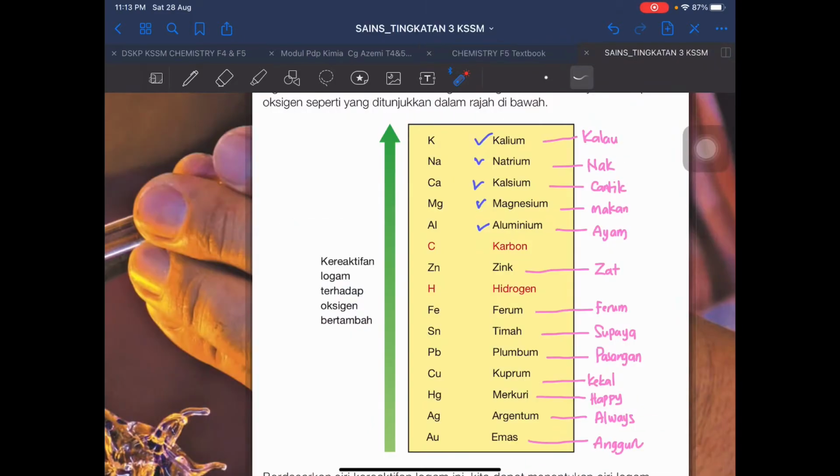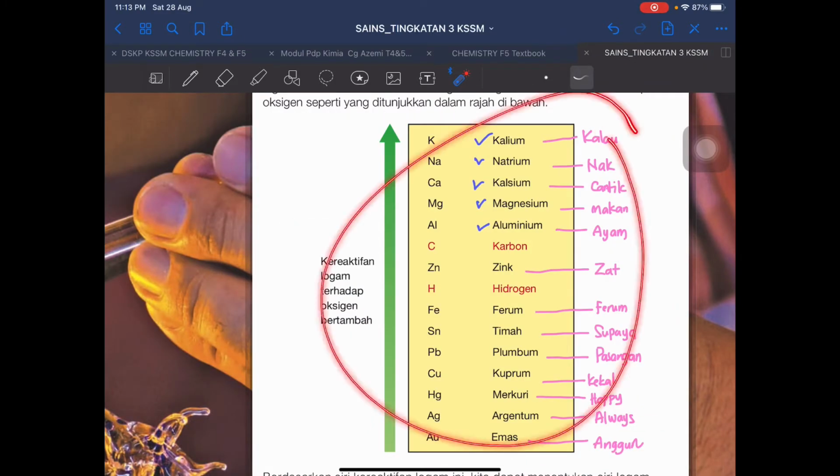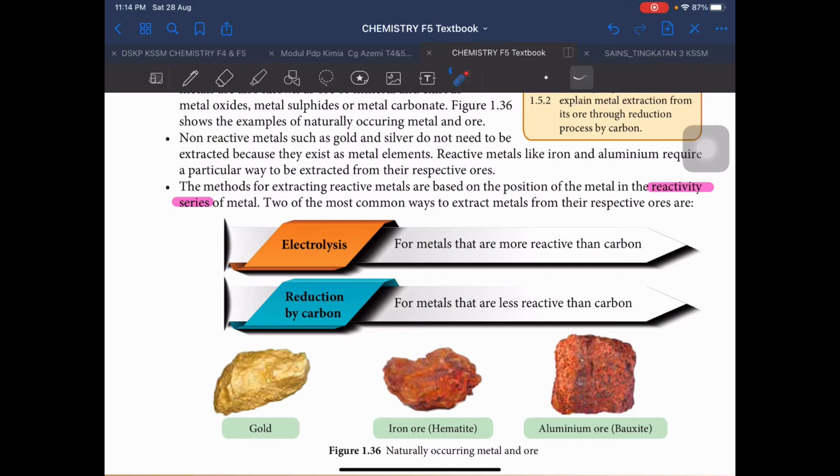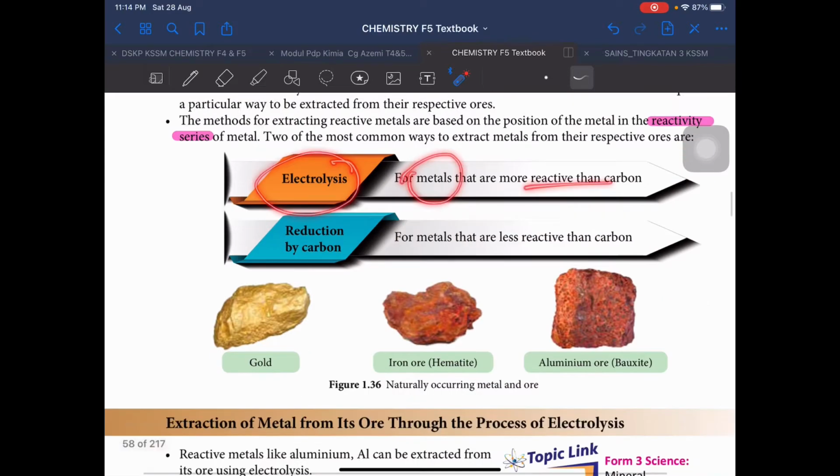Okay, so this note is very important. I hope you can salin somewhere, okay, in your buku nota. So now we are going to talk about electrolysis, about metals that are more reactive than carbon.